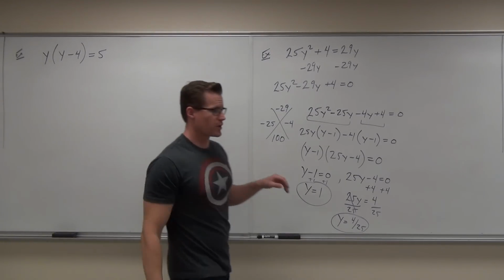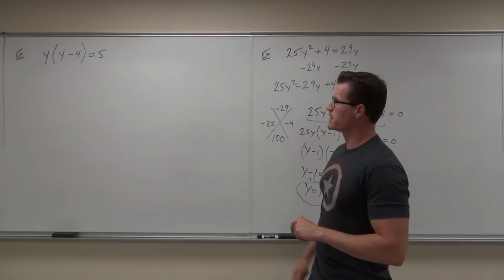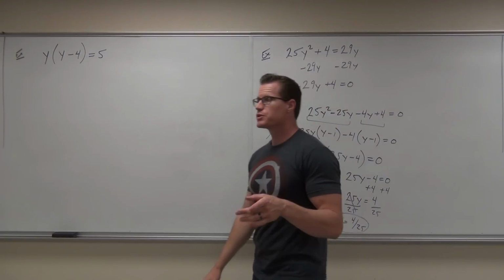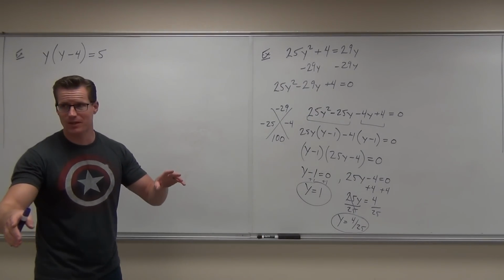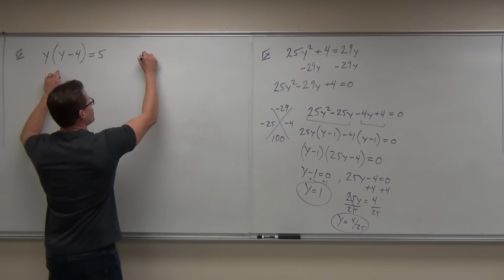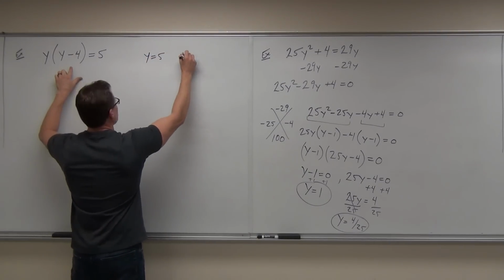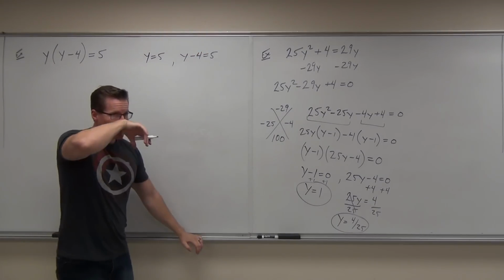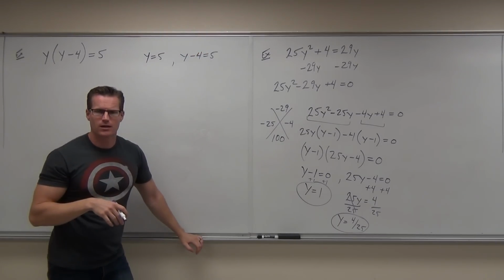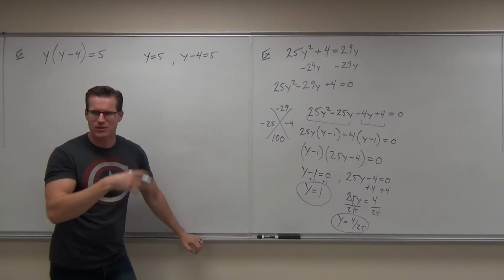So y times the quantity y minus 4 equals 5. So when we're doing this problem, this is a nice, easy problem. This is a piece of cake. Watch how easy we can make this. Are you ready? We're just going to put y equals 5 and y minus 4 equals 5, and then we're done, right? No. Wait, why not? Because it's not equal to that. But you can't do that?